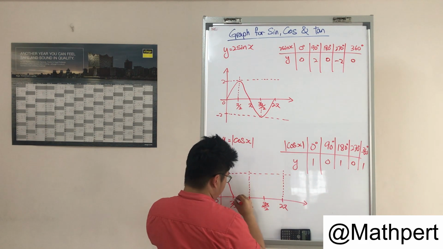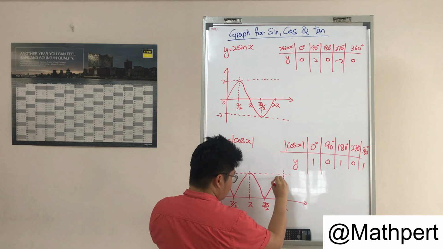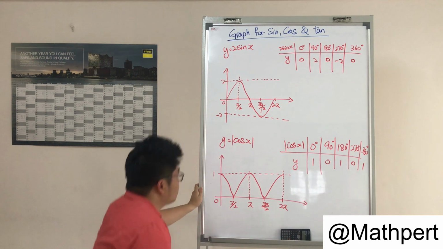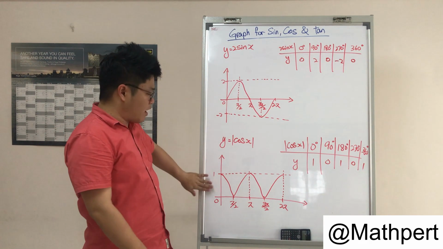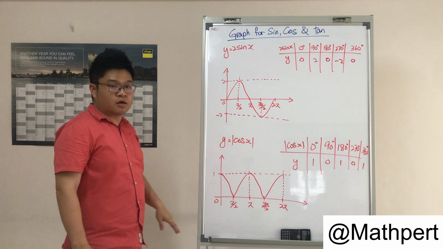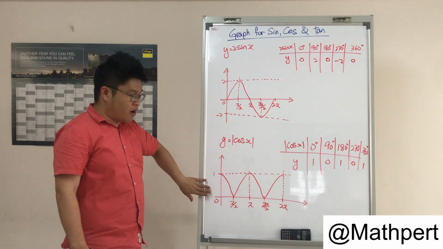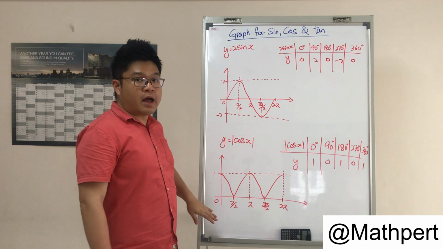160 also 1, alright? So this is a graph for cos modulus, this is a graph for y equals modulus cos x, okay? This is the graph for y equals to modulus cos x.